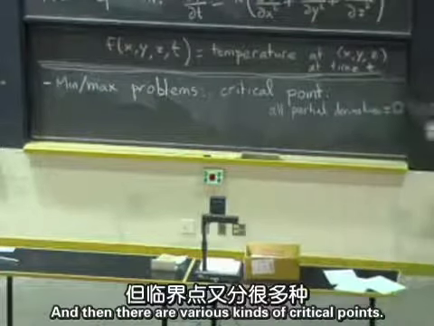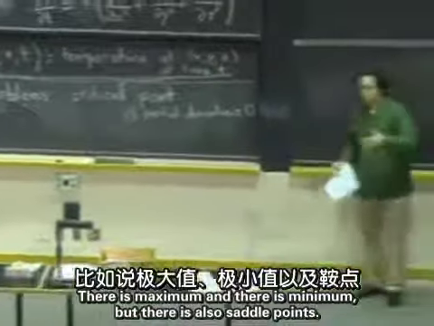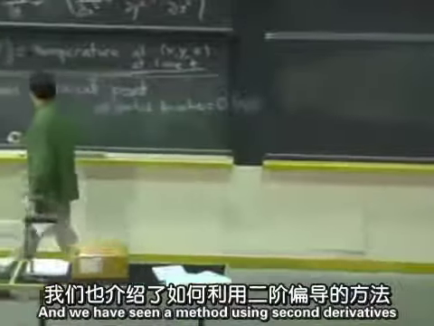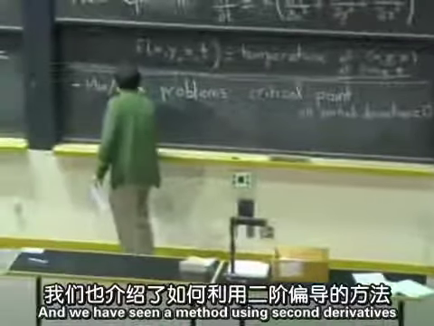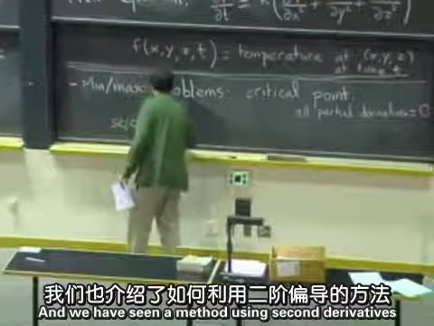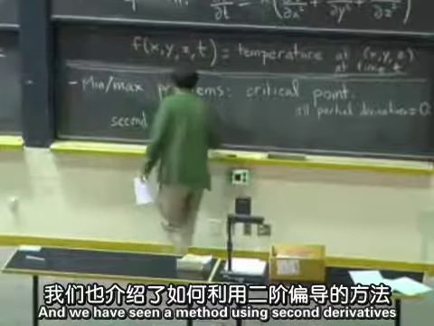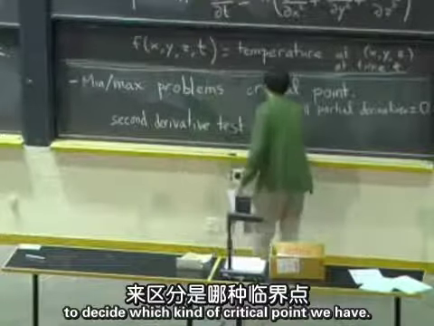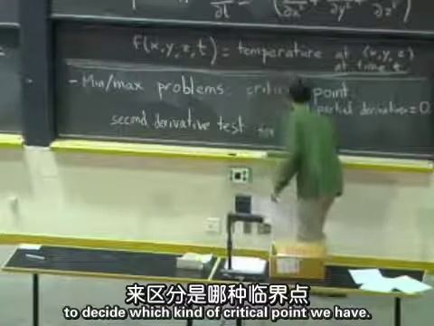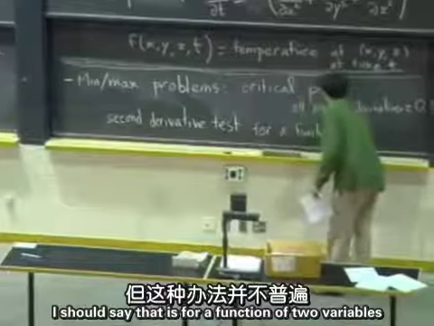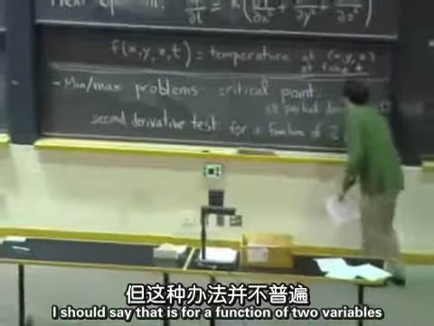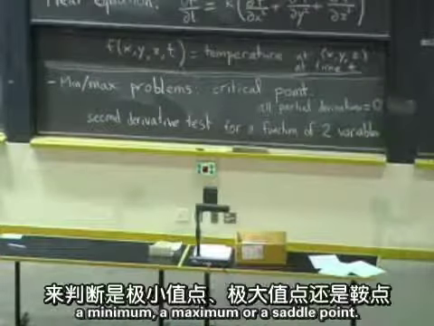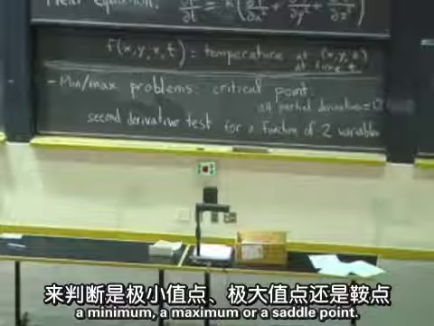And then there are various kinds of critical points. There are maxima, there's minima, but there's also saddle points. And we've seen a method using second derivatives to decide which kind of critical point we have. So I should say that's for a function of two variables, to try to decide whether a given critical point is a minimum, a maximum, or a saddle point.